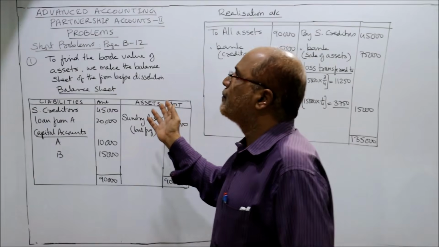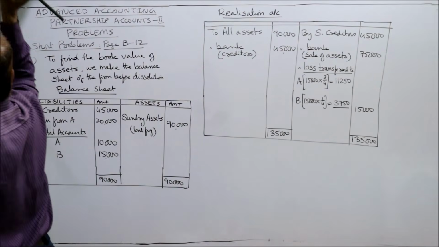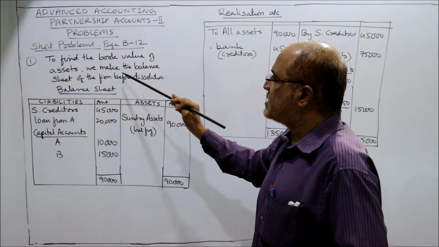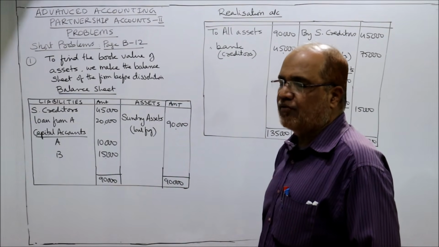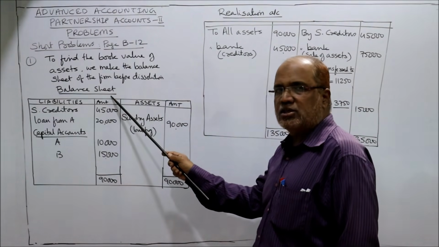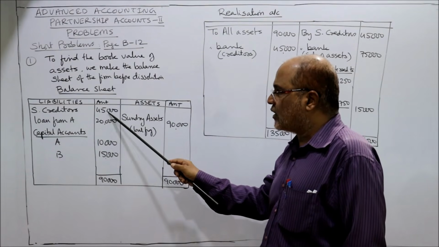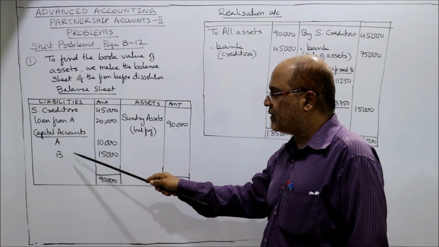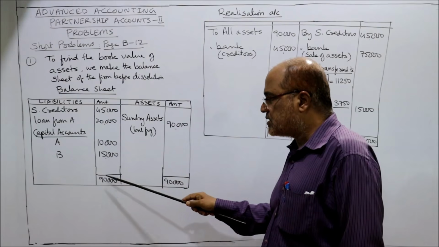So here you can see, to find the book value of assets, we make the balance sheet of the firm before dissolution. Balance sheet before dissolution: sundry creditors 45,000, loan from A 20,000, capital of A and B. The total of the liability side is 90,000.